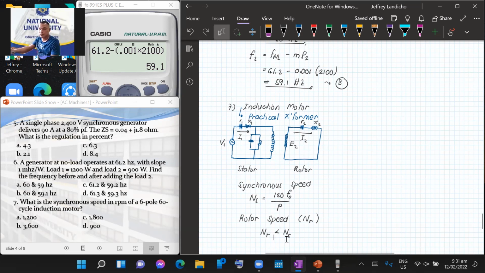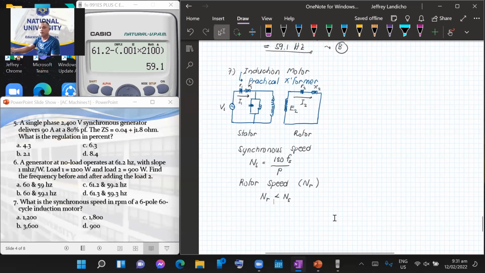So, rotor speed, it is less than the synchronous speed. Now, kapag kinuha natin NS minus NR, yan tinatawag natin slip speed. Slip speed, that is the difference between NS and NR. Kaya kapag kinuha natin si slip speed with respect to our reference, sino yung reference natin ngayon dyan, that is synchronous speed, yun yung ating tinatawag na percent slip or simply slip S.